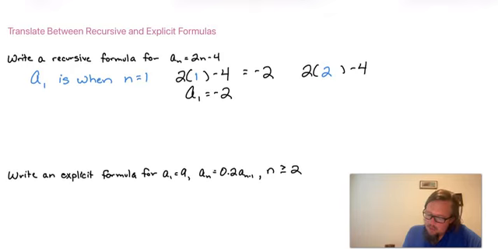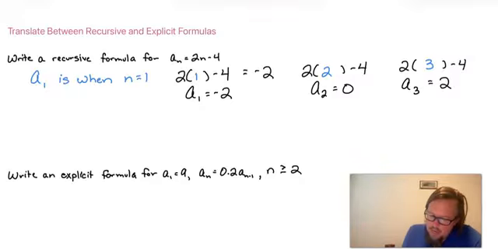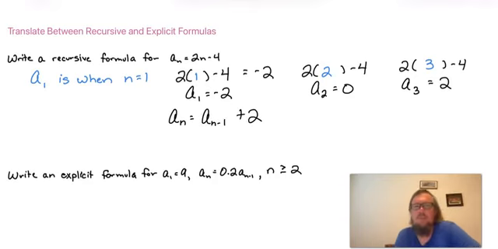But 2 times 2 minus 4, that's going to give us a sub 2. That's 0. And then we need to do one more to establish a pattern here. So let's plug in our third value, a sub 3. A sub 3 is 6 minus 4, which is 2. And you can see it goes -2, 0, 2. It's increasing by 2 every time. So our a sub n is going to be take the previous term and add 2.